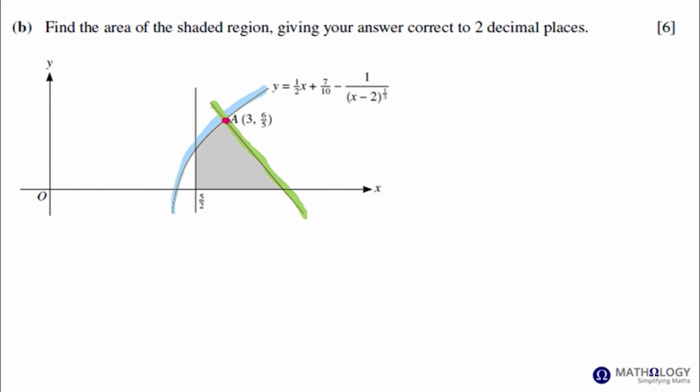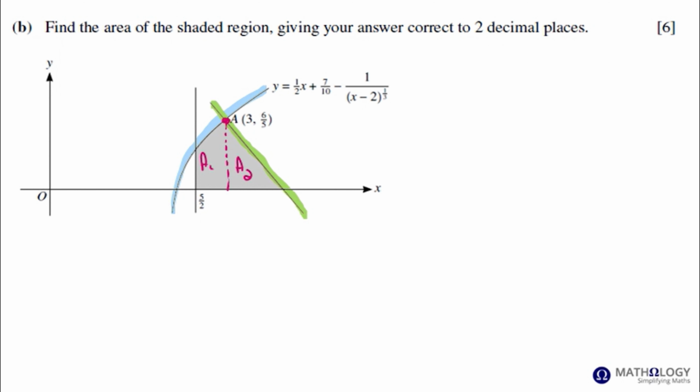This function, the blue curve itself, is continuous, but when you consider the shaded region here, at point A there's a discontinuity because we have a different function, right? It's not a continuous function. So we have what's called a discontinuity at A. So what we have to do is drop a perpendicular to the x-axis and divide the shaded region into two separate regions. So we'll have area 1 and area 2.